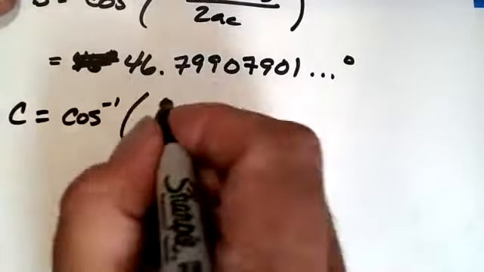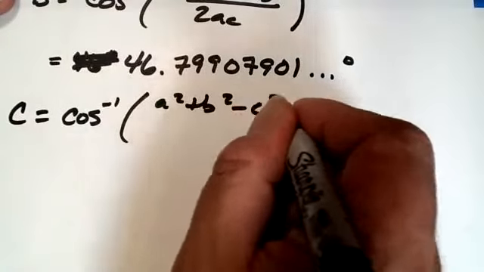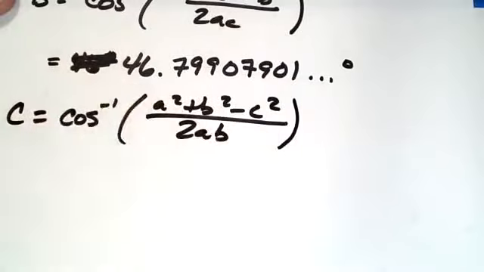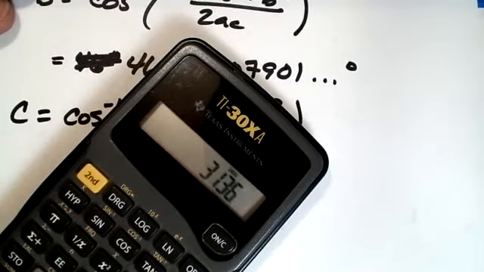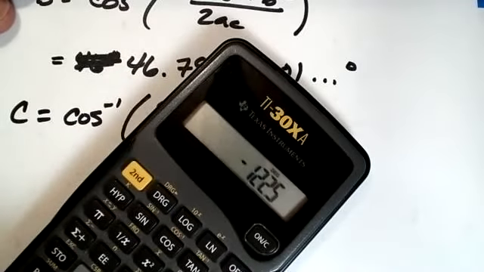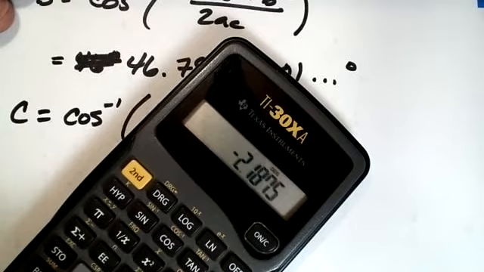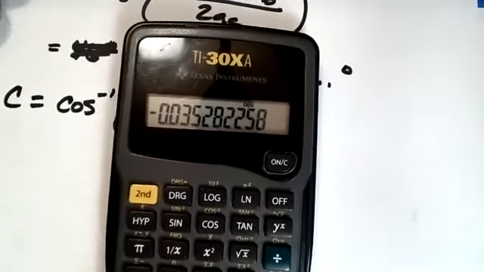So c is equal to inverse cosine of a squared plus b squared minus c squared all over 2ab. So again, a is 56 squared plus b 62 squared. Subtract from that c, which is 85 squared. That's our numerator. And then divide by 2, divide by a, which is 56, and then divide by b, which is 62. And notice this is a relatively small number, but it's negative.